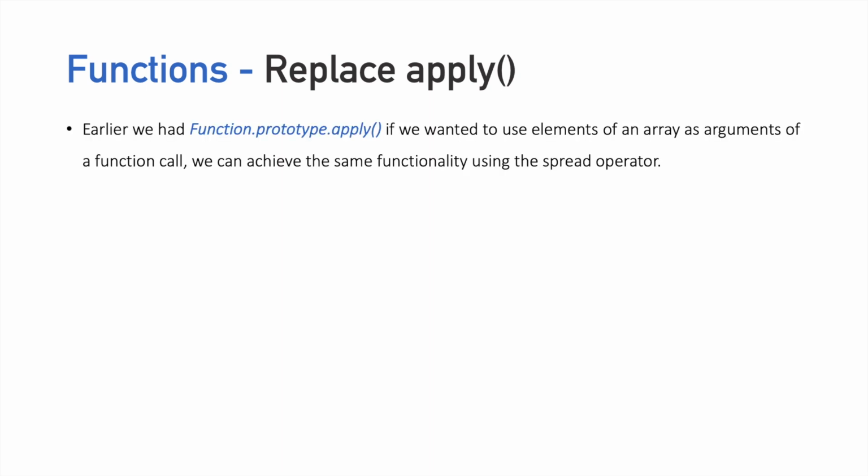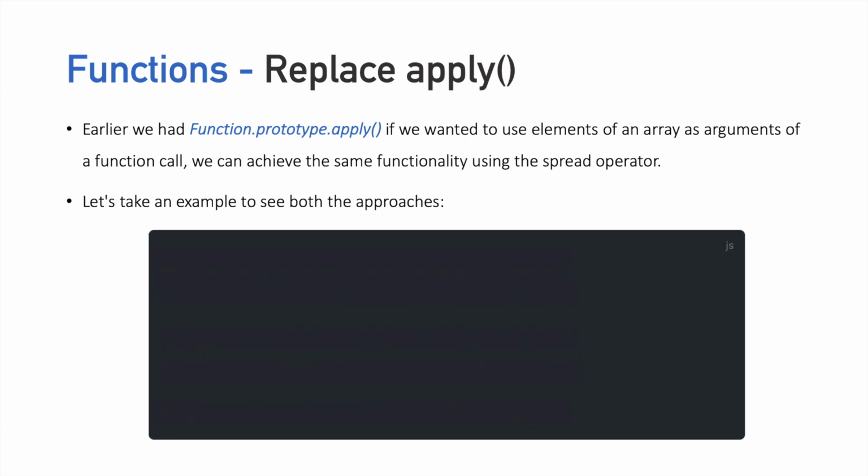Now let's see how we can use the spread operator to pass multiple arguments to a function. Earlier we had the Function.prototype.apply method if we wanted to use elements of an array as arguments of a function call, and we can achieve the same functionality using the spread operator. So let's take an example to see both the approaches. Firstly, let's try to pass multiple arguments using the apply method. Suppose we have a function example in which 3 arguments are required, a, b and c, and the function simply returns the addition of all the 3 arguments.